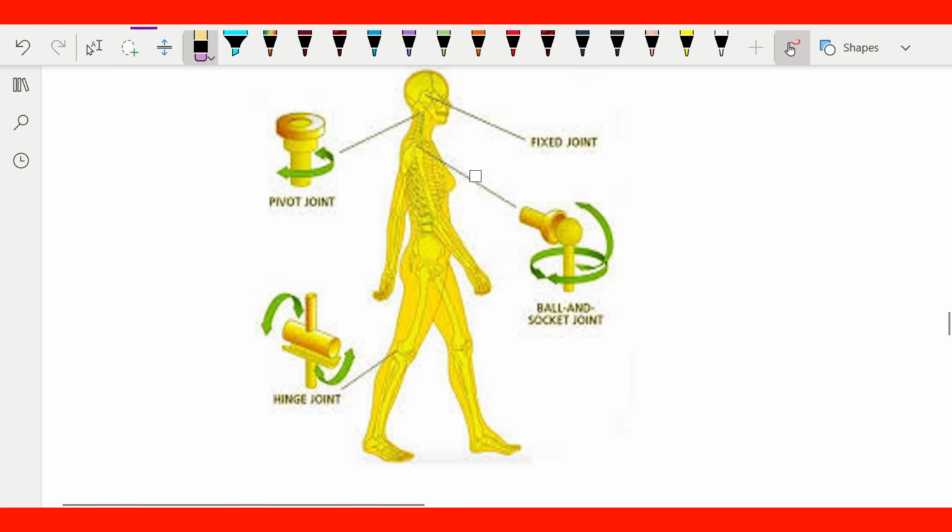Here's a bit of explanation. A ball and socket joint is in the shoulder here. We can rotate here and in this direction as well. Another joint is the hinge joint here in our knee, and on the neck is a pivot joint. We can turn our neck right and left, and this is a fixed joint that connects the skull.